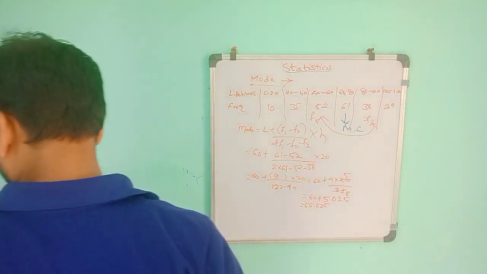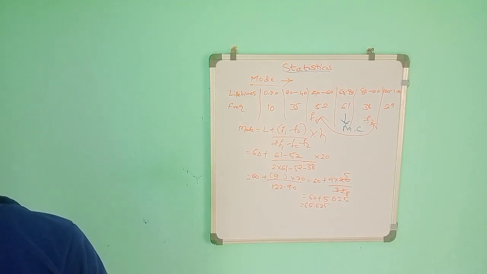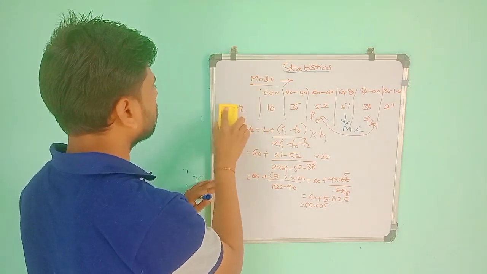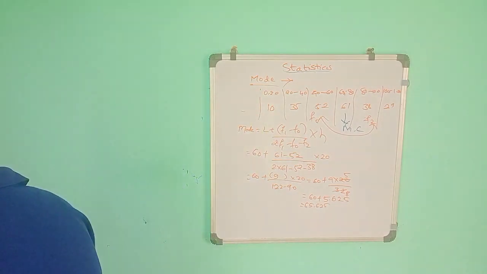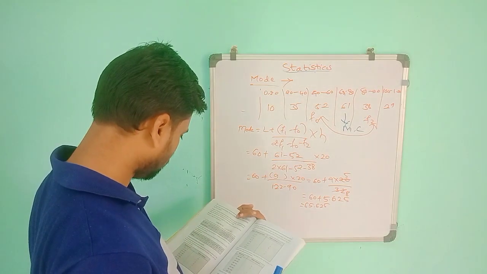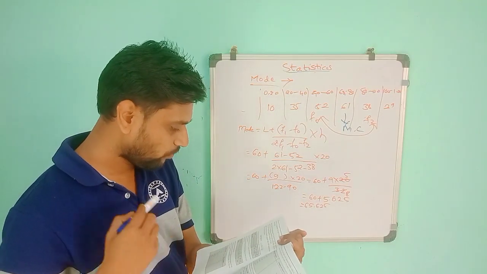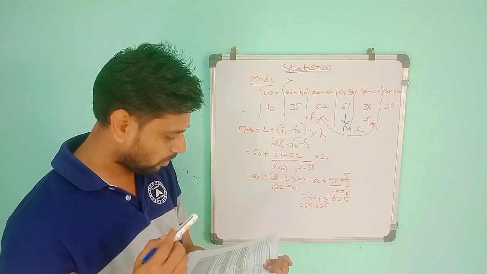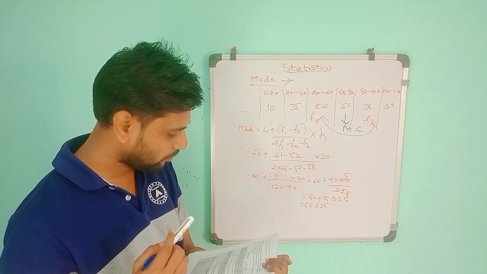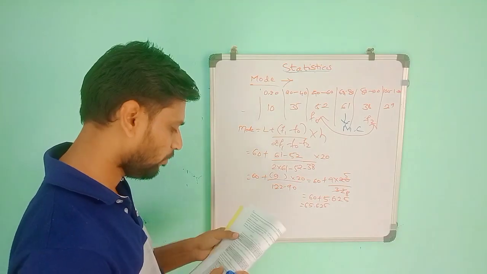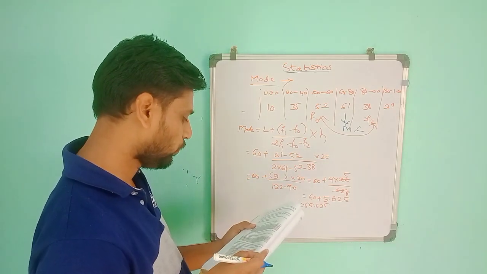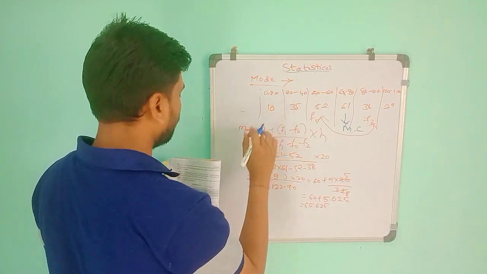Then the third one. The following data gives the distribution of total monthly household expenditure of 200 families of a village. Find the modal monthly expenditure of the families. Also find the mean monthly expenditure. So first we should find out the mode.